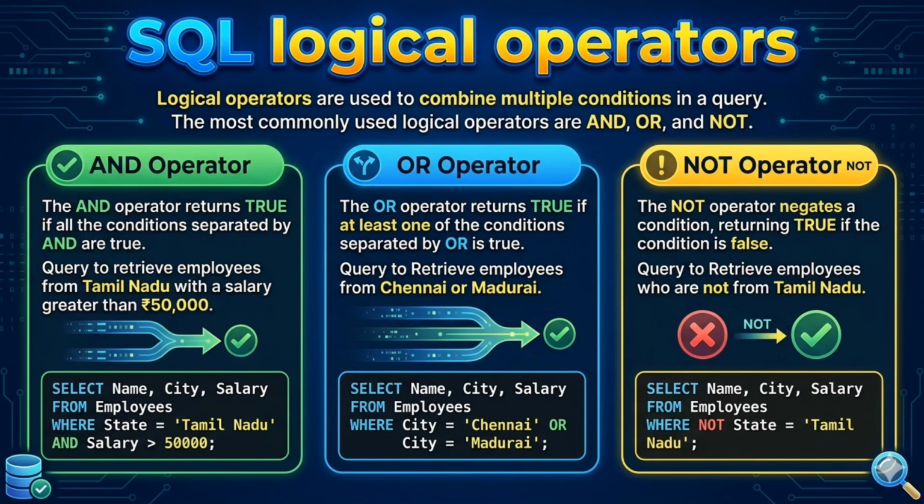Next, we have the OR operator. In contrast, the OR operator returns true if at least one of the conditions separated by OR is true. It effectively creates an either-or scenario.